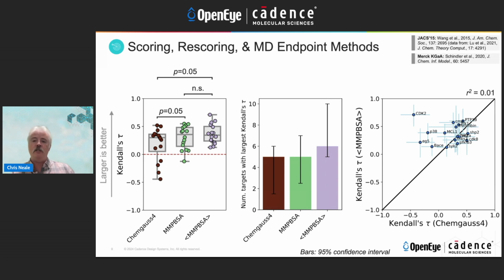So again, each point is the Kendall's tau for one target data set. Horizontally, it's in this case the Kendall's tau from our ChemGauss4 docking score, and vertically it's the Kendall's tau from the MD ensemble average MMPBSA score. And what you can see here is that the more computationally demanding approach is either similarly accurate or more accurate than ChemGauss4 when we look collectively, even though in some cases, ChemGauss4 is outperforming this ensemble average MMPBSA.